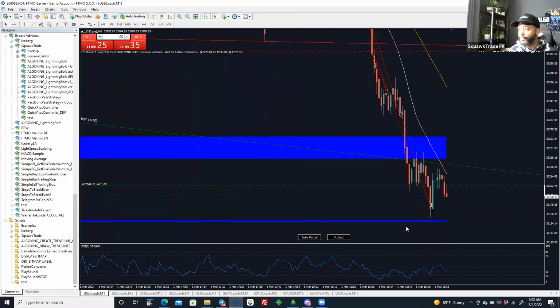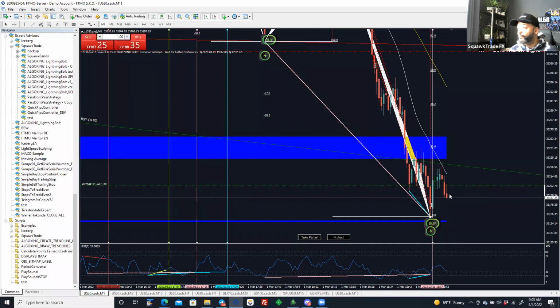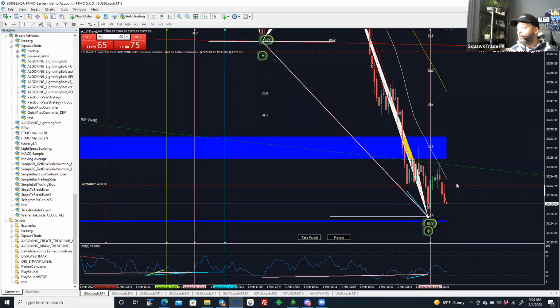So when I take a partial, I'm not taking it from my runners up top. I want them to stay whole. And I'm only going to take a partial from just this position here. So I'm going to do that now. I'm going to take a partial. I took it and I'm protecting. And it only took a partial on this last position and not my positions up here.